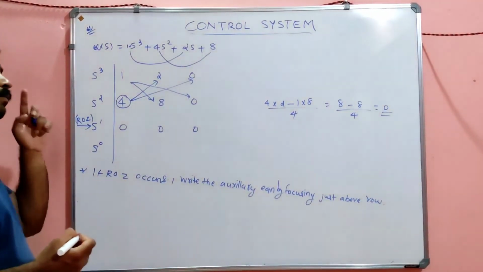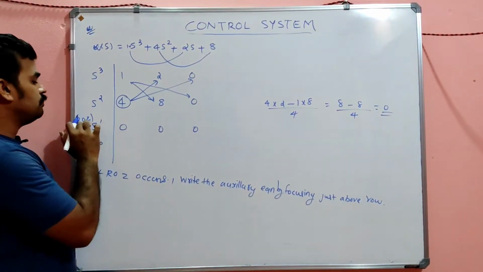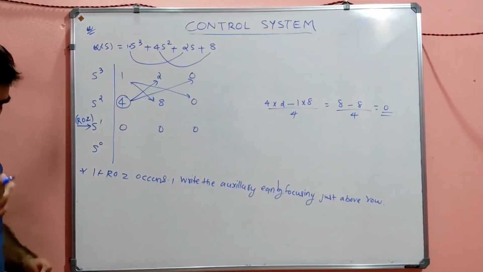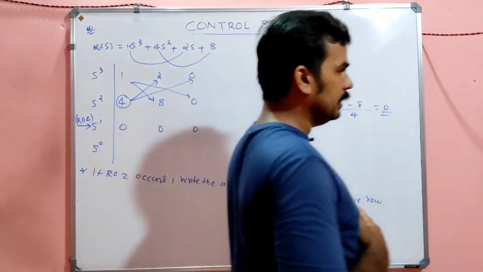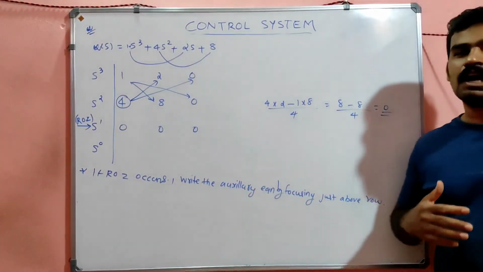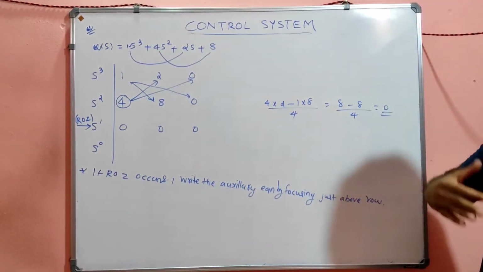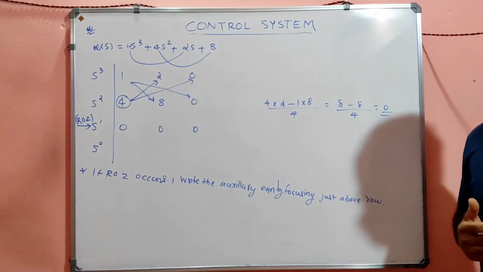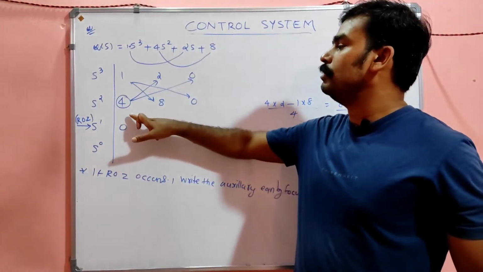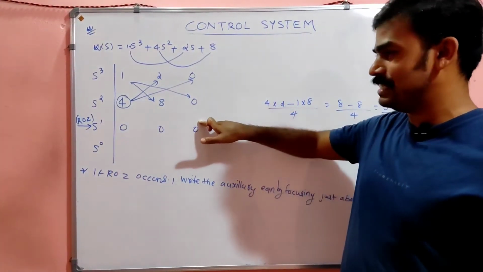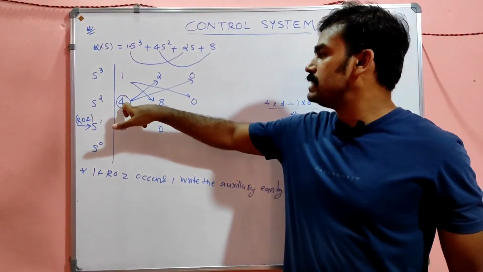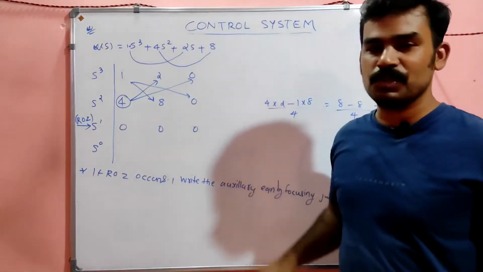So what do you have to do now? If a row of zeros occurs, what do you have to do, my dears? You have to go for the auxiliary equation. And how can we create the auxiliary equation? Just focus on the row just above this row of zeros. The row above this is nothing but 4, 8 and 0.